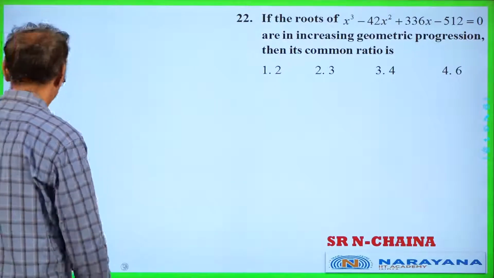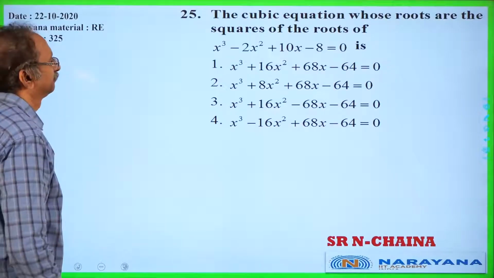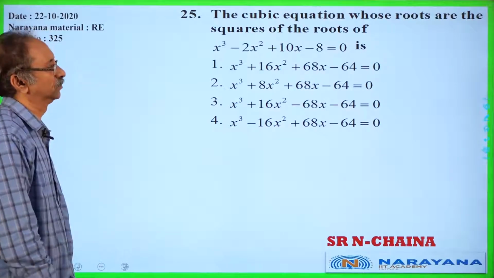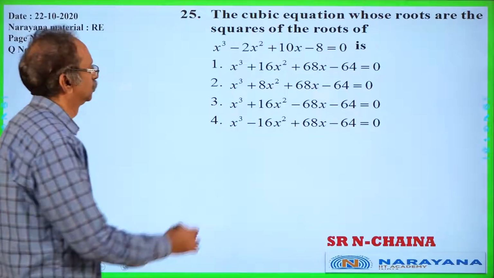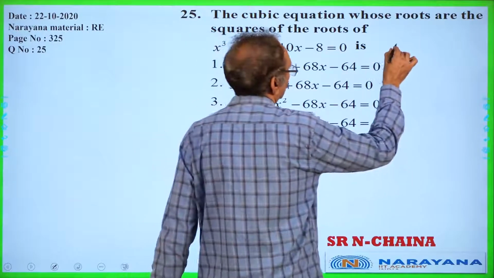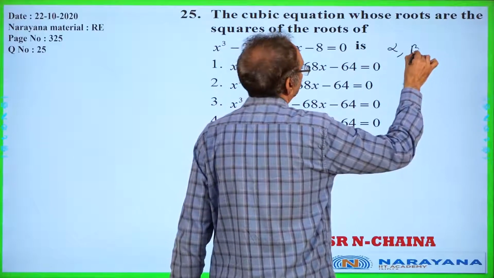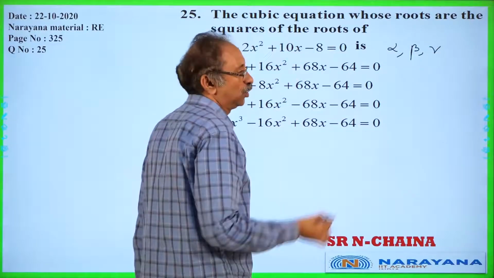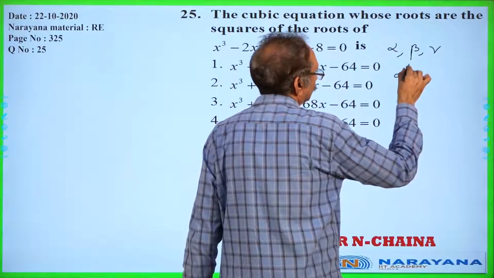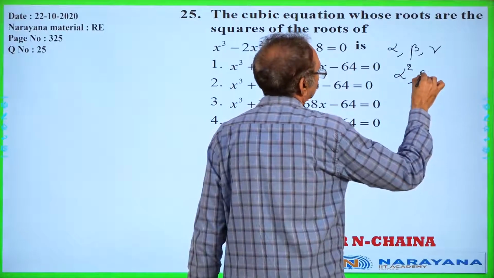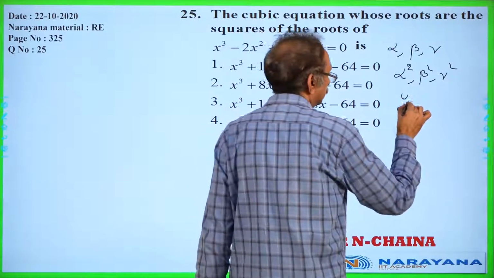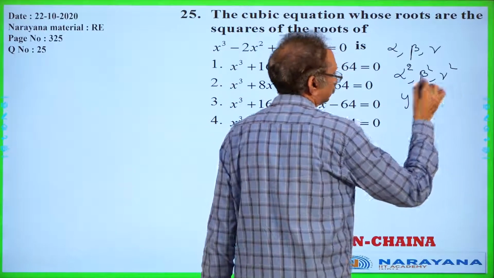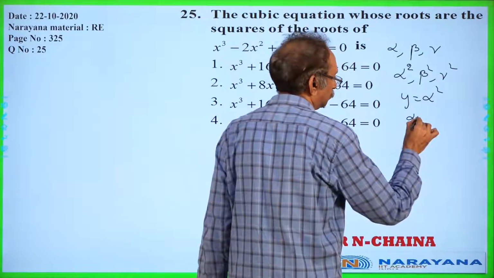So this is same. The cubic equation whose roots are squares of the roots of this equation. Suppose this equation's roots are alpha, beta, gamma. And now we have to find an equation whose roots are alpha square, beta square, gamma square. Suppose y is equal to alpha square. That means alpha is equal to what? Root y.